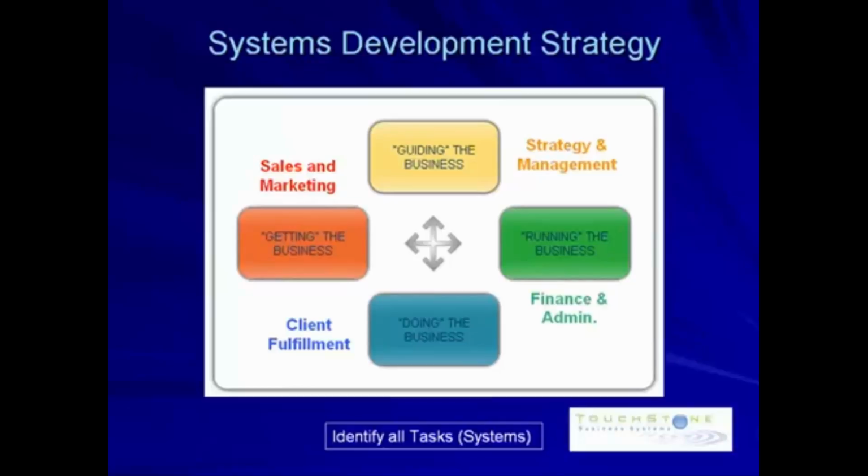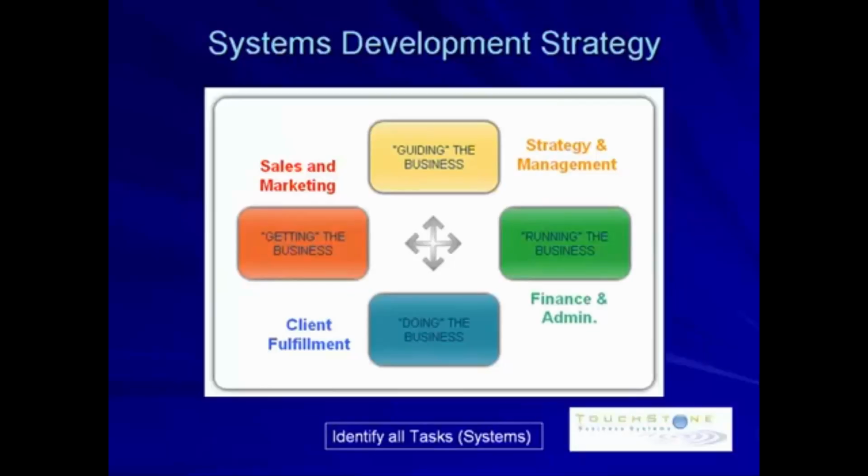Just as we did with sales and marketing, or getting the business, think of each of these 4 key functions separately and consider all that you do in each specific area. Just list all of the tasks, as many as you can think of. Remember, this step is simply about identifying and naming all of the systems in your business so you can begin to understand the scope of the project ahead of you.